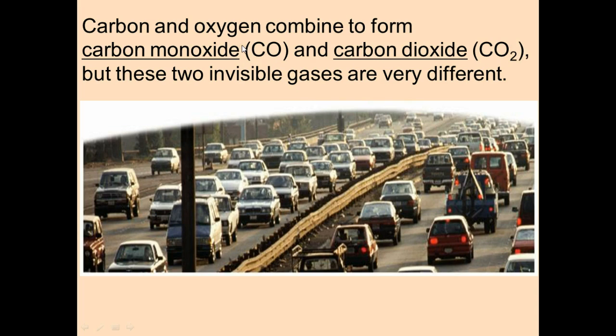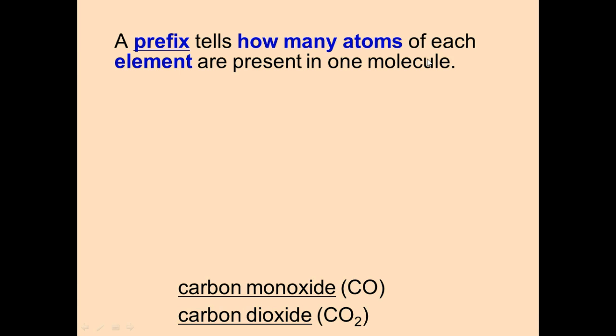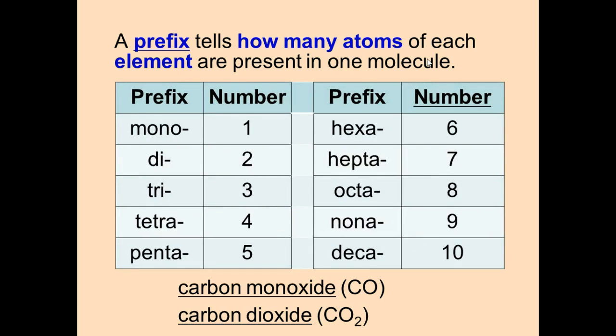And the only difference pretty much is the little prefix, and we'll talk more about how to name covalently bonded molecules. A prefix tells how many atoms of each element there are in one molecule. Here's a list of the prefixes. I'm sure most of you have heard of them, like mono, which is 1, di 2, tri 3, tetra is 4. That's how we get trigonal pyramidal and trigonal planar, because we have 3 atoms bonded.